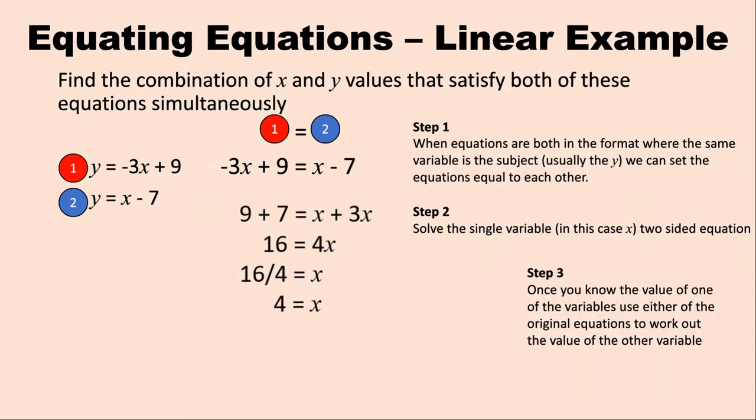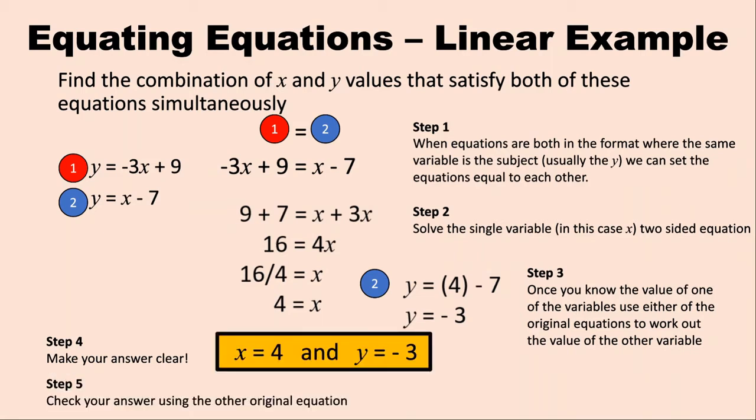Step 3, once you know the value of one of the variables, use either of the original equations to work out the value of the other variable. So it's my choice. I'm looking at the two equations, and I'm thinking equation 2 looks quite a bit simpler. Y equals x minus 7, if x is equal to 4, becomes y equals 4 minus 7, which is simply negative 3. So it was as simple as that. X is equal to 4 and y is equal to negative 3. And my step 4 is simply to make that clear.